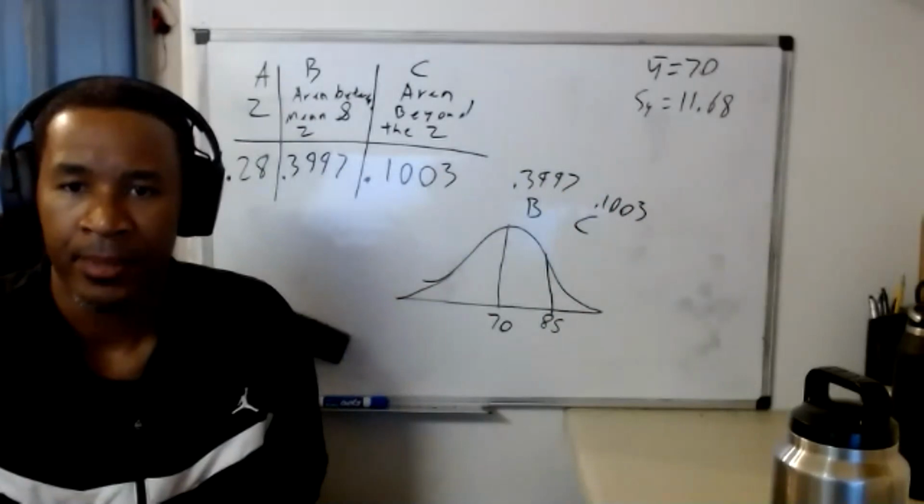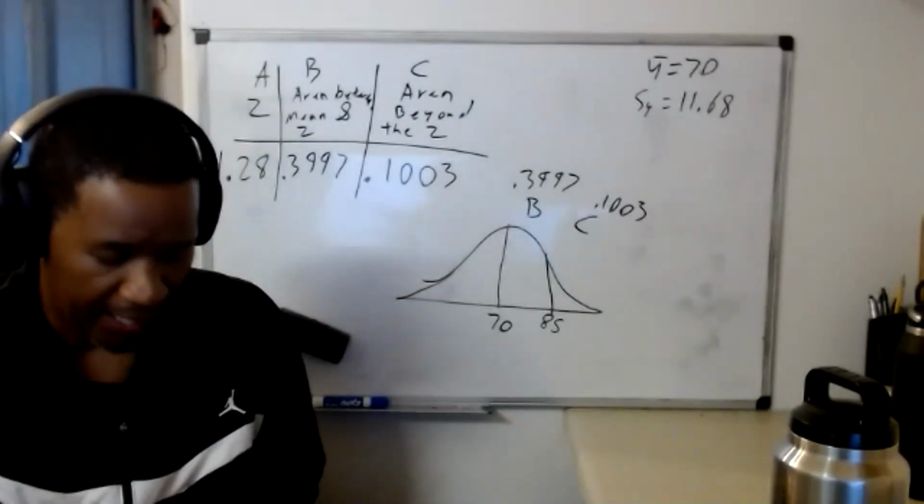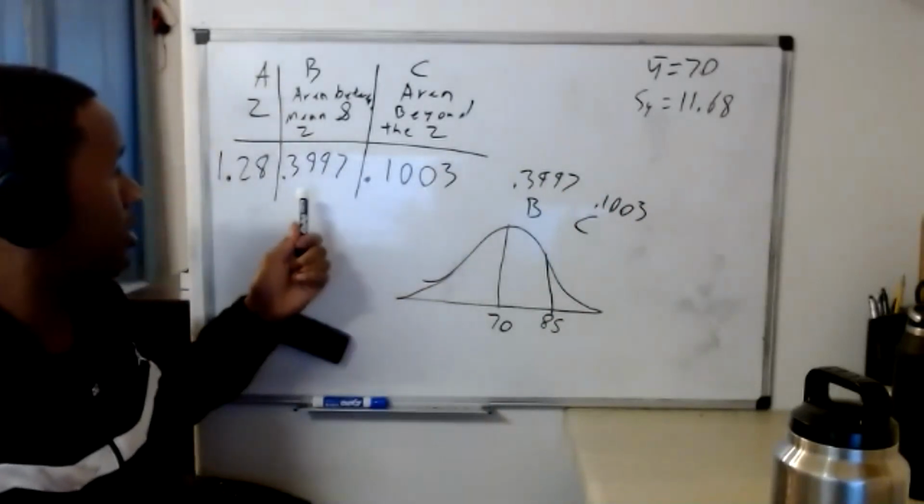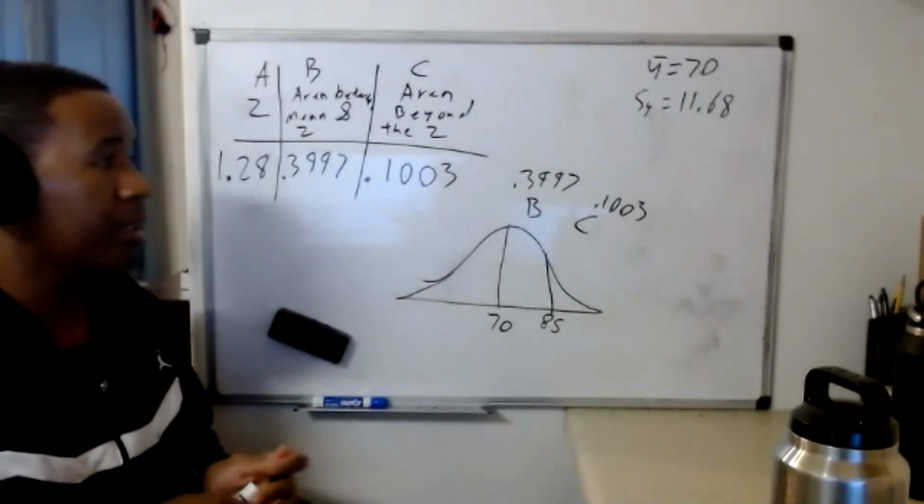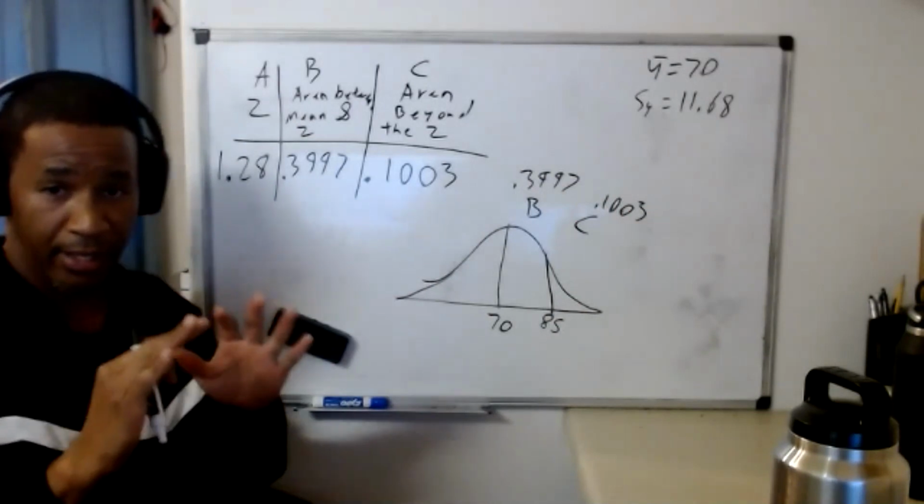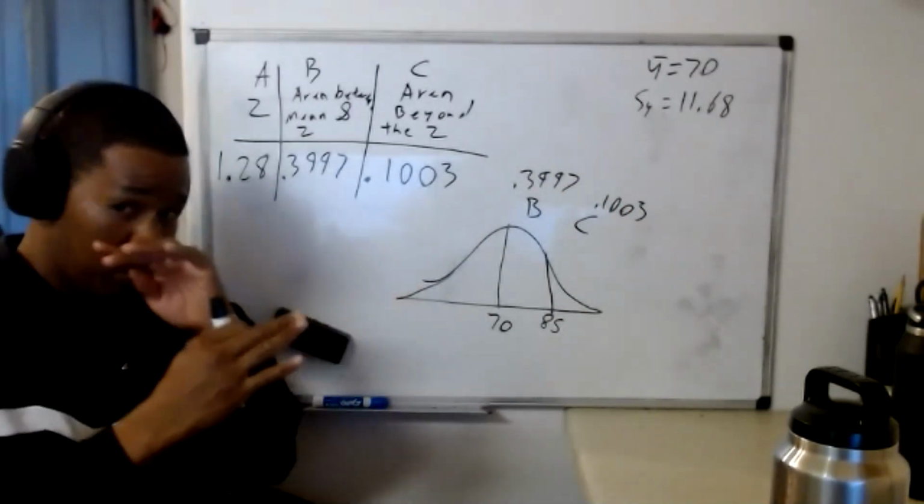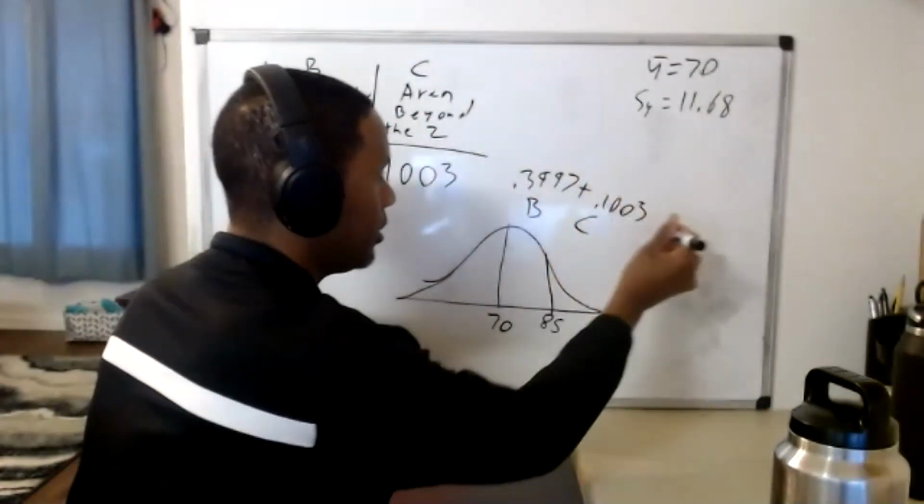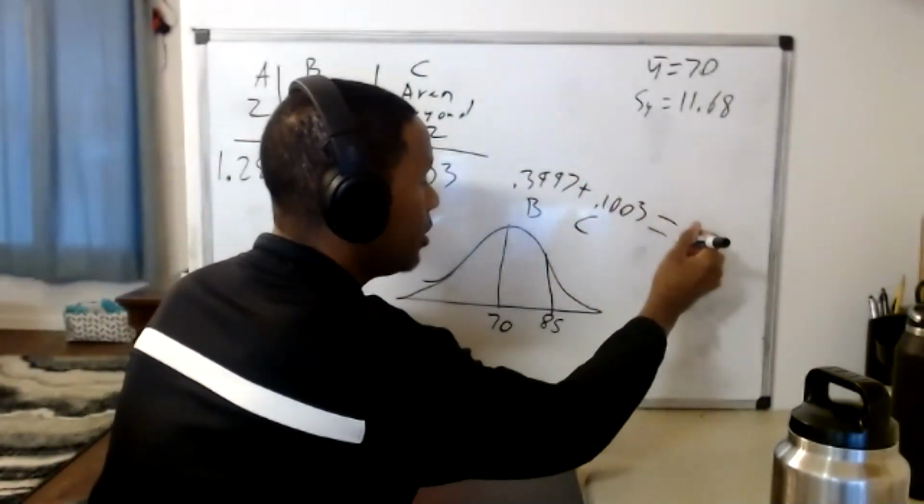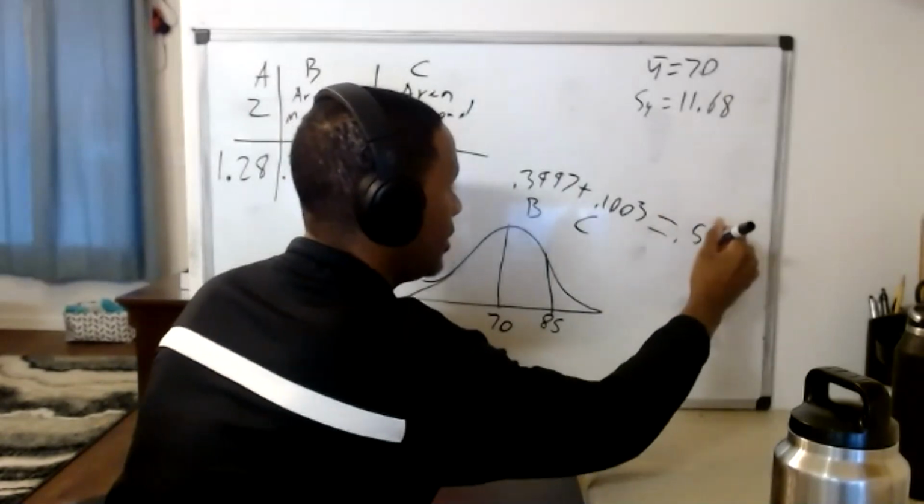Okay, now if you add these up, 0.3997 plus 0.1003, those do not add up to 1.0. If you take 0.3997 plus 0.1003, it is going to add up to 0.5000.